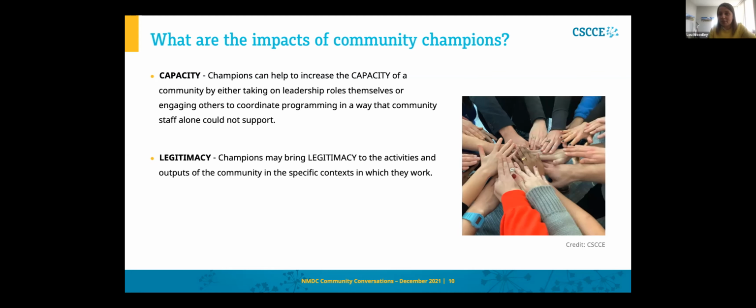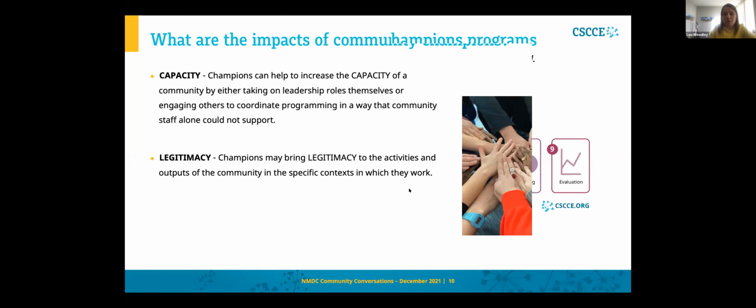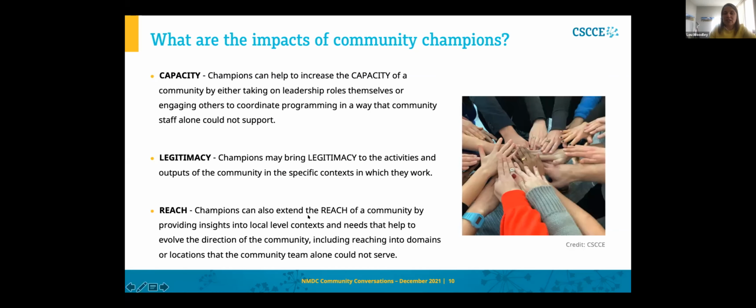Champions can also bring legitimacy, right? They may have their own professional networks, their own context-specific knowledge that can help to, again, really advance the mission of the community. And they can also extend the reach of the community. So it may be that they operate in particular areas that the community doesn't yet have reach into. That could be things like translating materials into a foreign language or translating materials into an adjacent domain. And so you can think about different ways in which you could support these emergent leaders and really move forward the activities that you want to do.